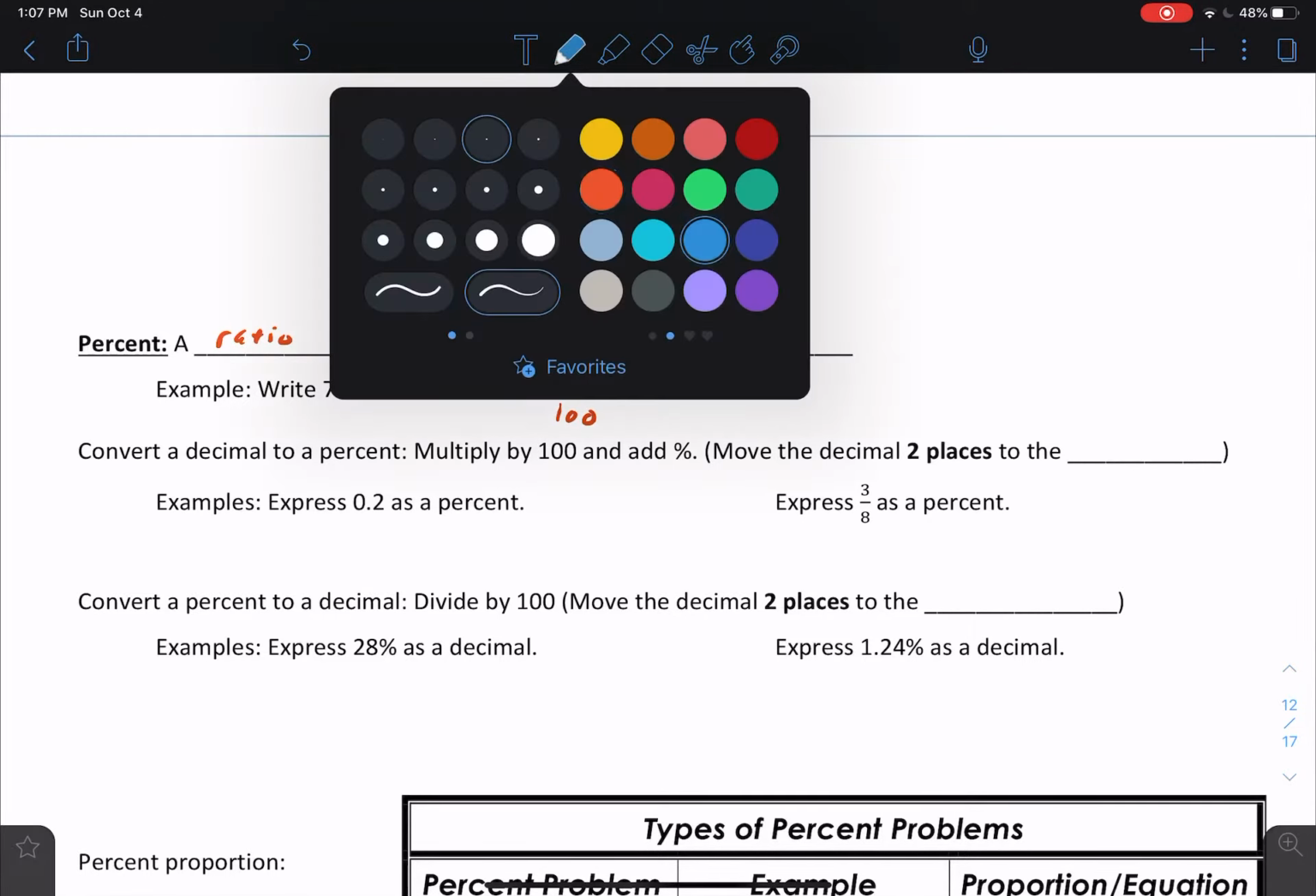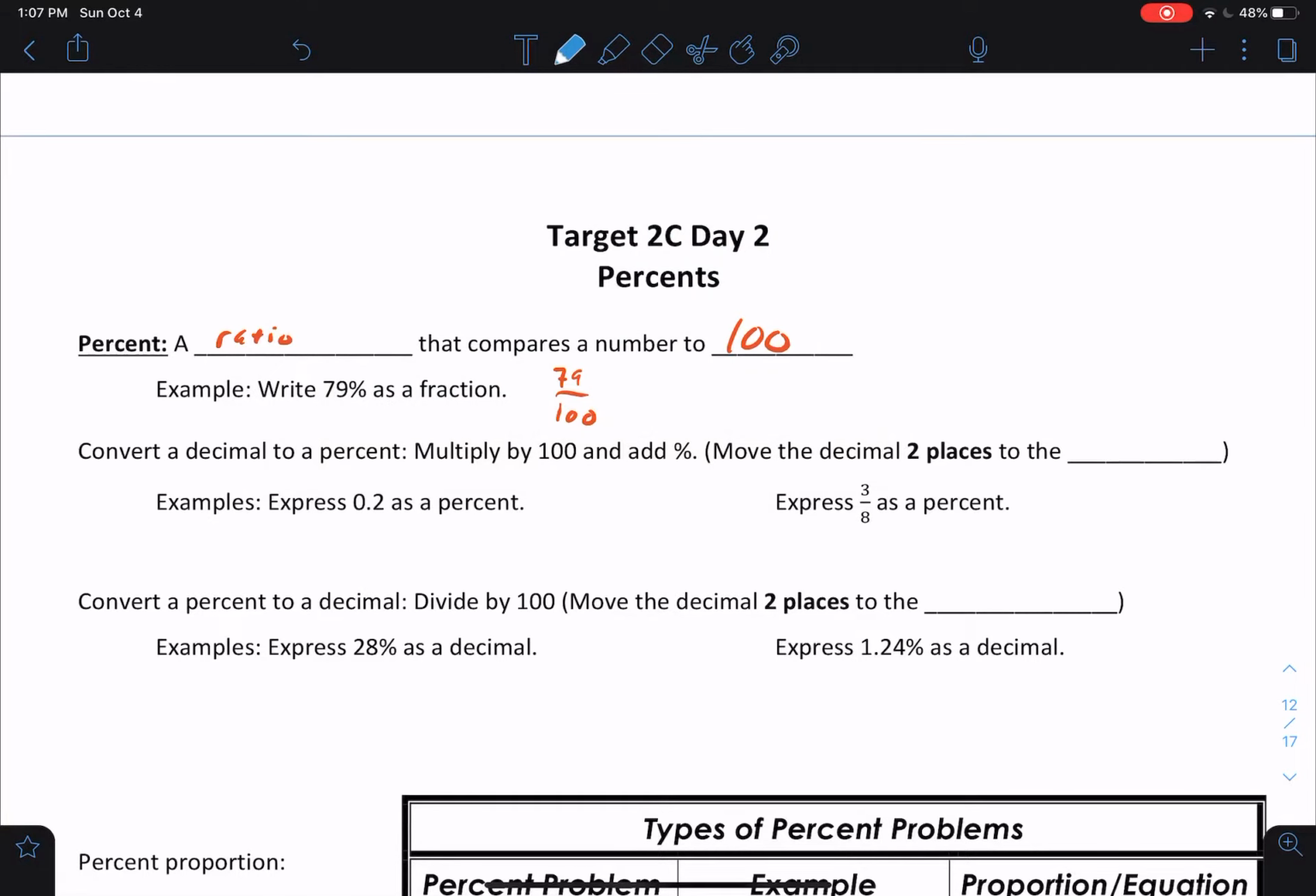Now how do we convert a decimal to a percent? Well, we multiply by 100 and add a percent sign. So the trick to that is you just move the decimal 2 places to the right. So 0.2 as a percent: I would move the decimal place 2 places to the right. So this would be 20%. I could also take 0.2 times 100, but knowing that if I multiply by 100, the decimal place moves 2 to the right.